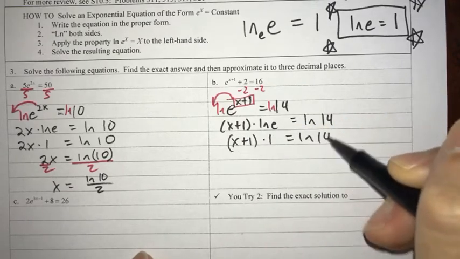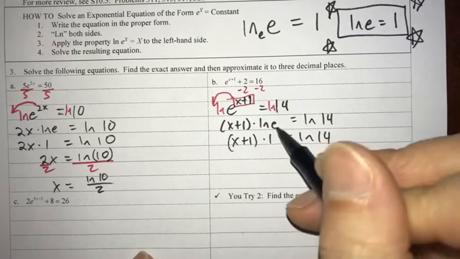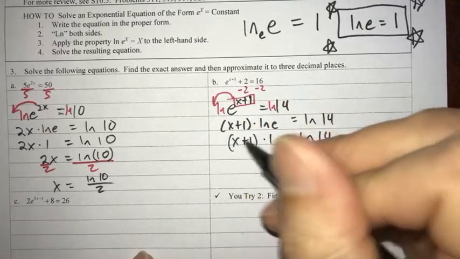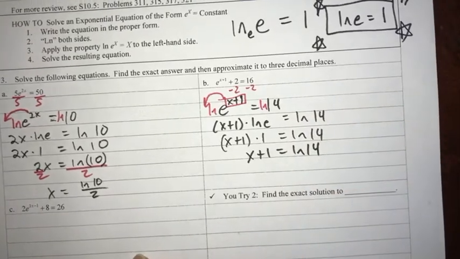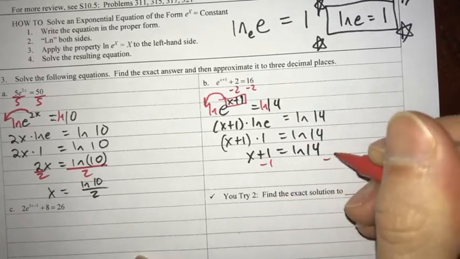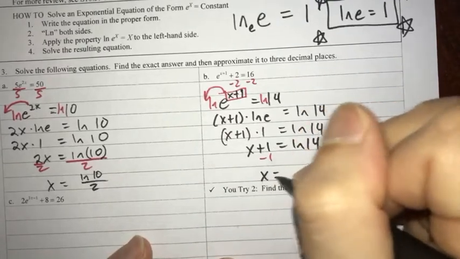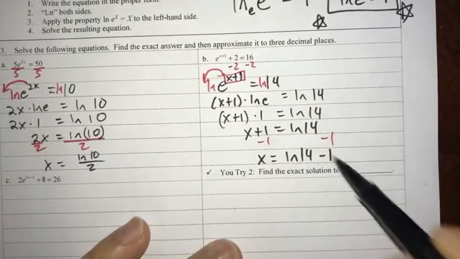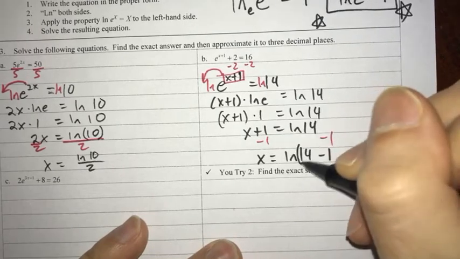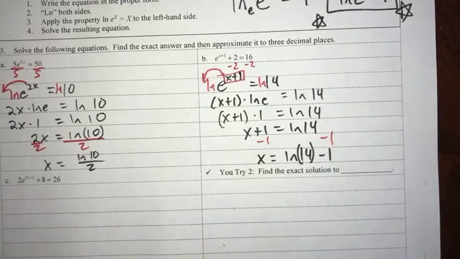Eventually you won't have to write that, right? You'll just know that it's 1, and then 1 doesn't do anything there. So x plus 1 times 1 is just x plus 1. Subtract 1 to get x by itself, and here's what we get. X equals natural log of 14 minus 1. Again, this is not 13, okay? This right here is inside the natural log. Natural log of 14 minus 1.